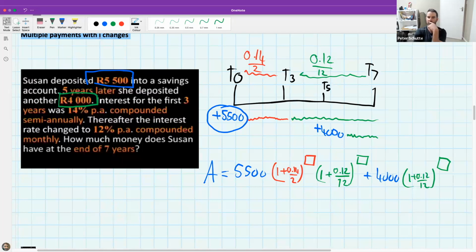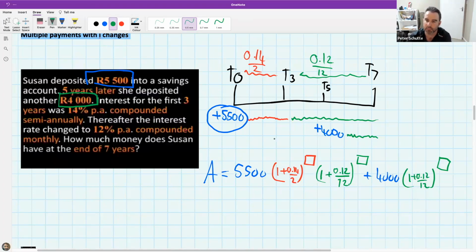What's inside the red block, the red square? Yep. So it's half years. How many half years? There are going to be 6 half years here. And how many months from T3 to T7? 4 years. 4 times 12 should be 48.